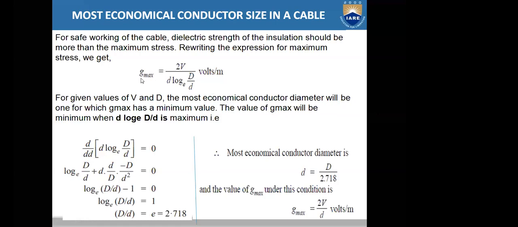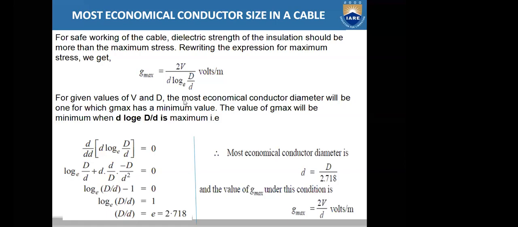So, most economical conductor diameter and method. Okay, so that means your conductor diameter should be economical. Economical means at the same time it should withstand the maximum stress. So you have to select the insulation in such a way that it should withstand the maximum stress, and at the same time the conductor diameter should be economical.